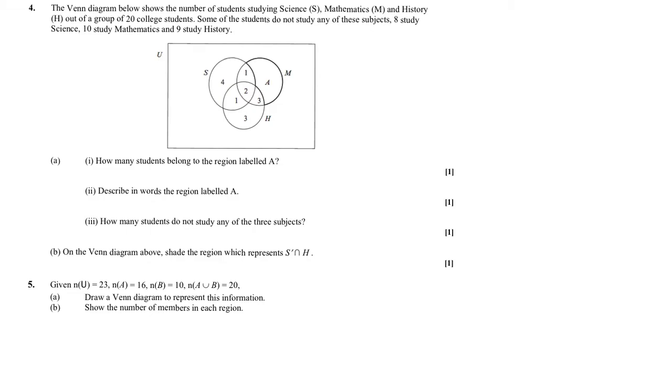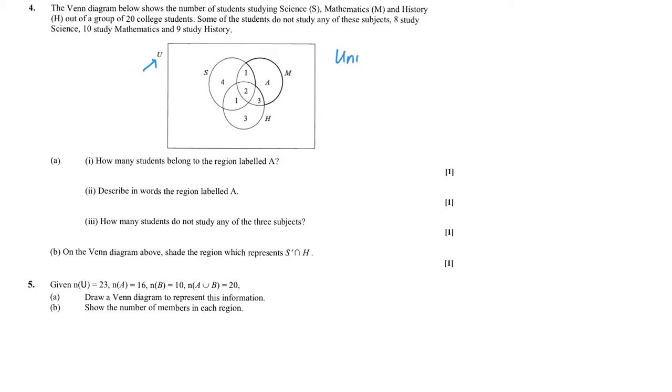Okay, so this is a Venn diagram question. It shows the number of students studying science, maths, and history. Let's have a look carefully at what they're talking about here. 20 college students, that means 20 is the total. They use the symbol U here, and U means universal set.